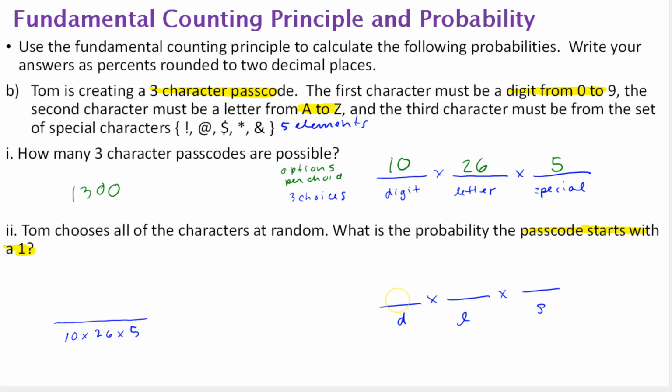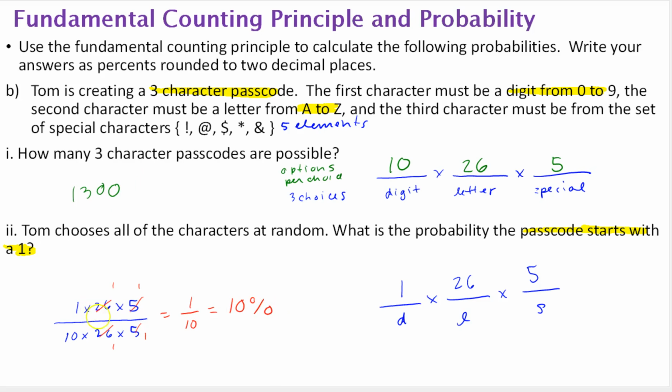So if it starts with a 1, well, that's just one of the 10 digits. Letters, it doesn't say anything about letters, so we still have 26 choices and 5 choices for the special character. So this product goes in the numerator. And maybe now you see why I haven't multiplied it out. We're actually asked for a percent, so we don't have to simplify this fraction. Notice we have a 5 in the numerator and denominator. They cancel. The 26s cancel out. And we're left with 1 over 10, which as a percent is 10%.